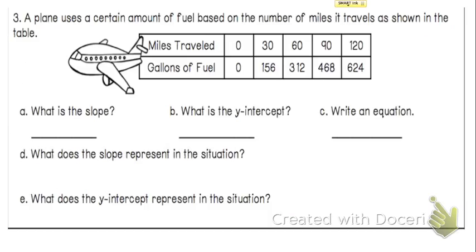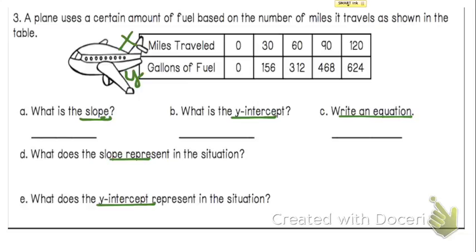Okay, so let's look at number 3. A plane uses a certain amount of fuel based on the number of miles it travels as shown in the table. So we're given a table, and we're given miles traveled and gallons of fuel. So I'm going to say that miles traveled is going to be my x, and gallons of fuel is going to be my y. I need to find the slope, the y-intercept, and write an equation.